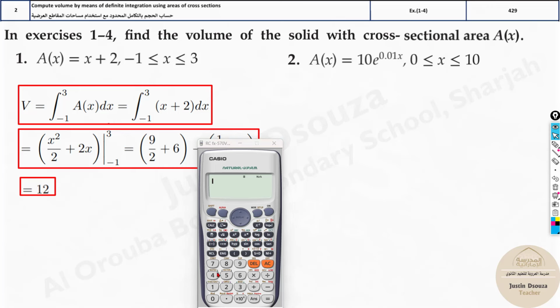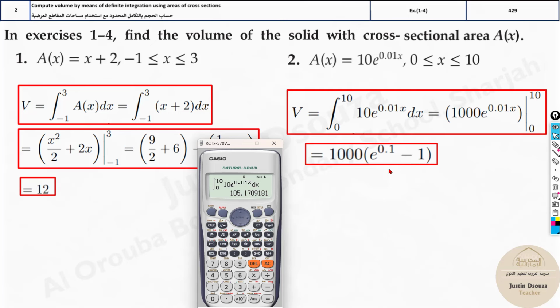Same thing with the other one. Just press this over here. That's integral. Type in the equation 10 e to the power 0.01 alpha x. And then over here the limit, start with the lower limit. That's always the smaller value, 0 to 10. And that's the answer. Here your answer is given as 1000 times e to the power 0.1 minus 1.